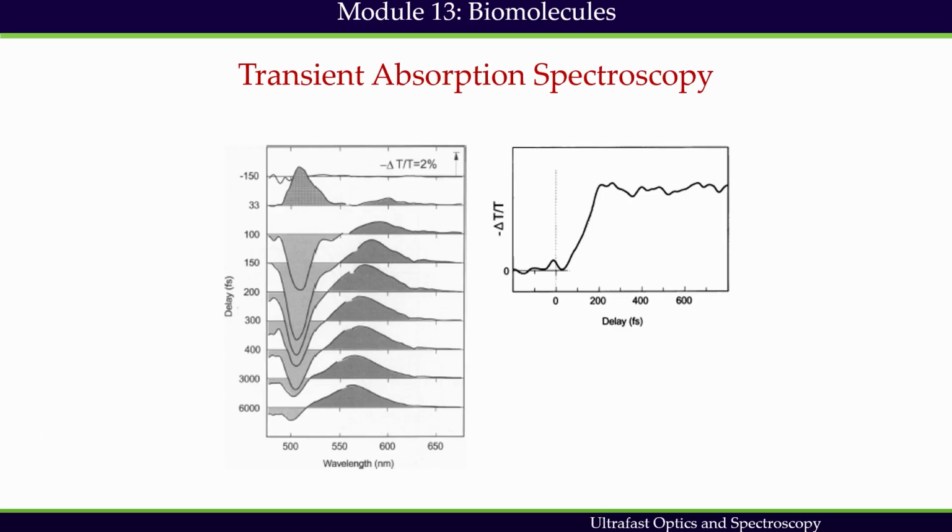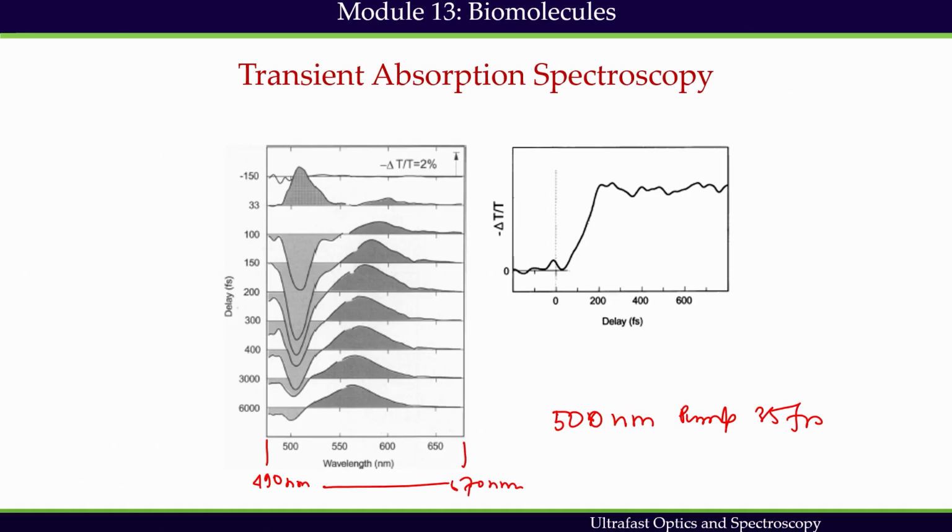Femtosecond transient absorption spectra of rhodopsin following electronic excitation by a 35 femtosecond pulse centered at 500 nanometer. So in this experiment, 500 nanometer, 35 femtosecond has been used as pump, and a broadband 10 femtosecond probe pulse is used to cover the spectral range 490 nanometer to 670 nanometer.